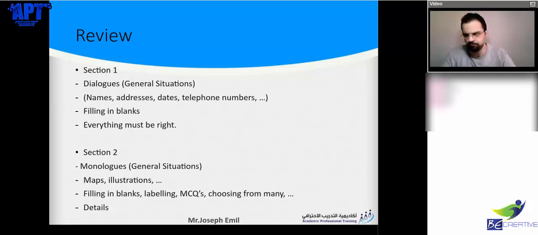In the second half of the first lesson, we learned some information about section 1, things like the nature of the first section: dialogues. They are simply dialogues between two people concerning general situations. You are expected to understand names, addresses, dates, telephone numbers, times of day, durations, how many minutes, maybe prices, and it's usually, if not always, filling in blanks.